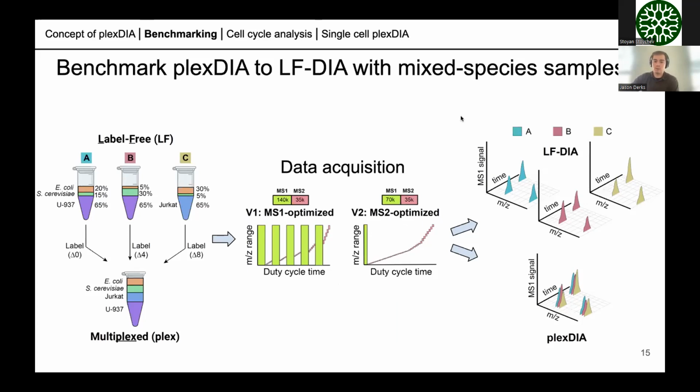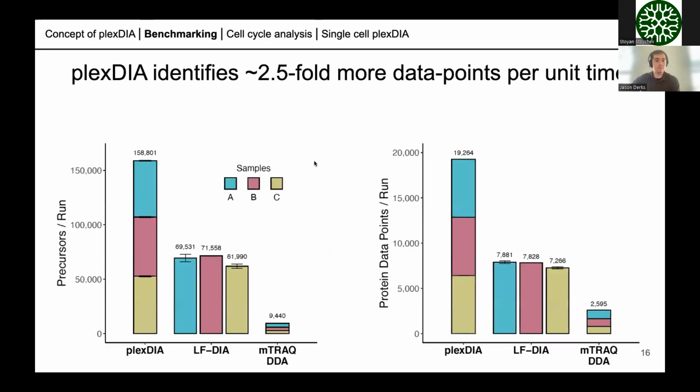And so this is basically what this is going to look like. For label-free DIA, you have to run each sample by itself. But with the plexDIA sample, the idea is that you can run everything at the same time. So it takes 1/3 of the amount of time to acquire the same samples. If we look at the coverage, plexDIA can identify about 2.5 times as many precursors and proteins per unit time than label-free DIA can. It's not exactly 3-fold more, but it's about 15% or so less in terms of absolute numbers.